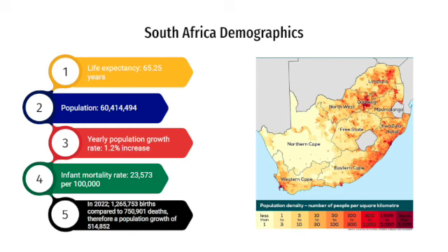South Africa has a life expectancy of around 65 years and a population of a bit less than 60.5 million. Its yearly population growth rate is 1.2 percent, and the infant mortality rate is 23,703 per every 100,000 kids that are born. In 2022, 1.2 million births happened compared to 750,000 deaths. Therefore, there's been a population growth of over 500,000 people.